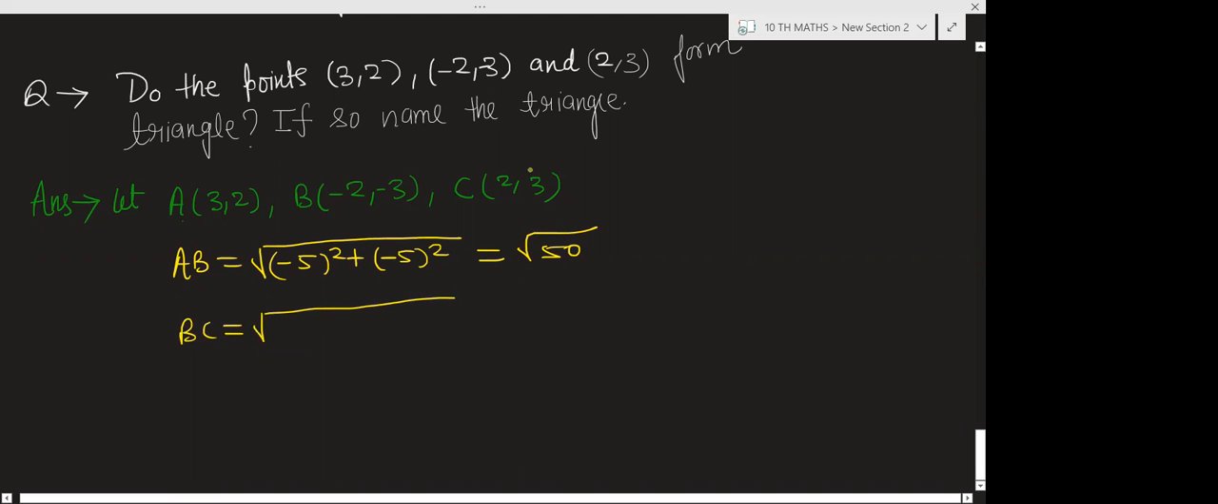So this will be 3 plus 3. This is 36. This will become 2 plus 2, 4, 16. This will become 52. Then find AB, BC and AC.